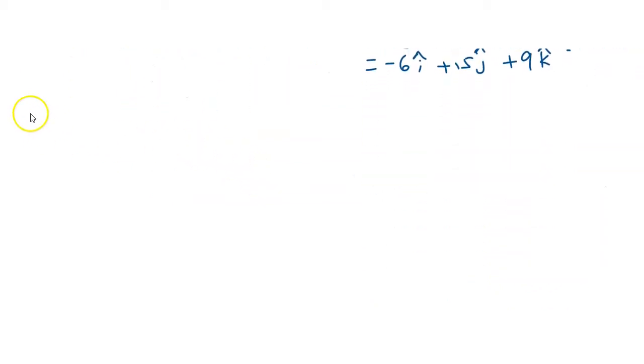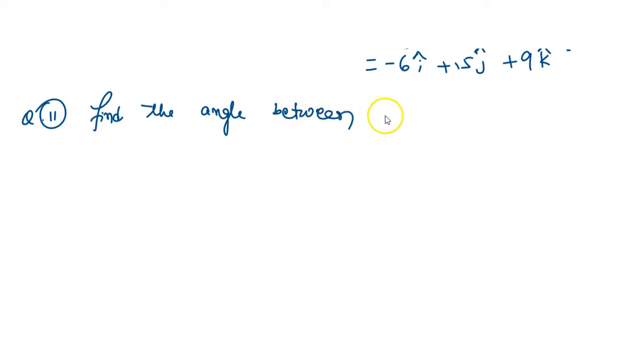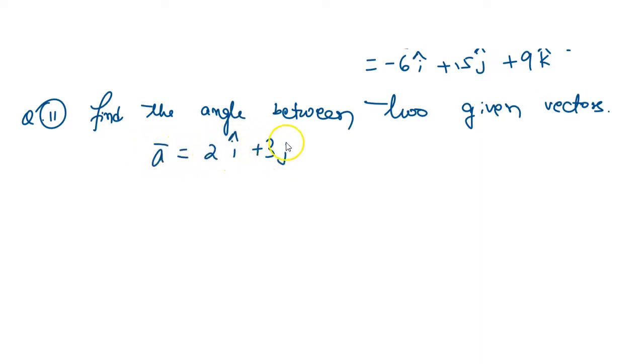Another question we'll do. So we have to find the angle between two vectors, between the two given vectors. So one vector, A vector is 2 i cap plus 3 j cap, and B vector is minus 3 i cap plus 2 j cap.